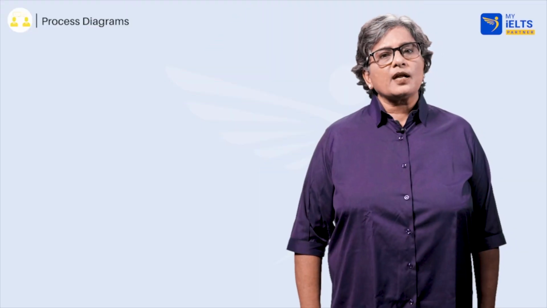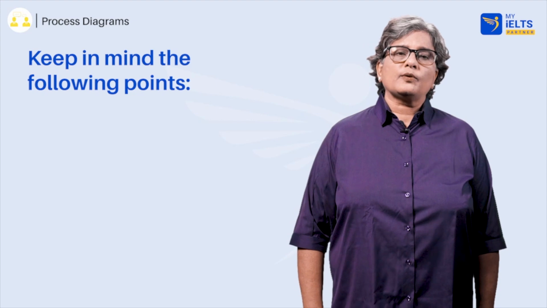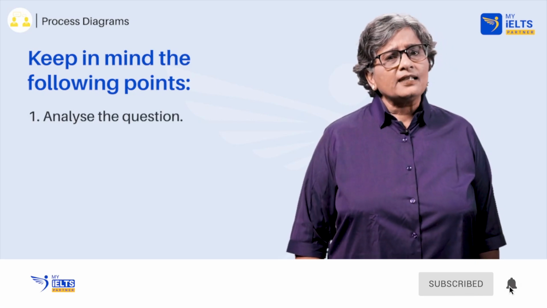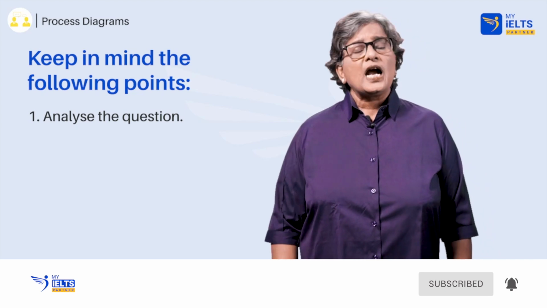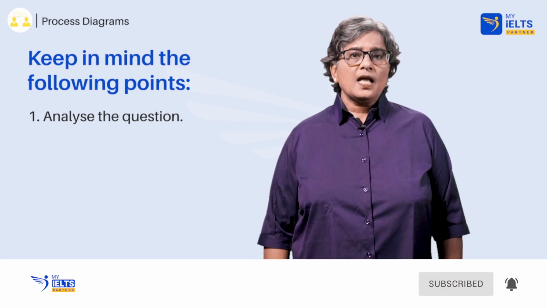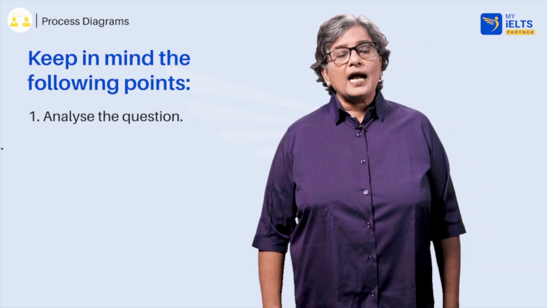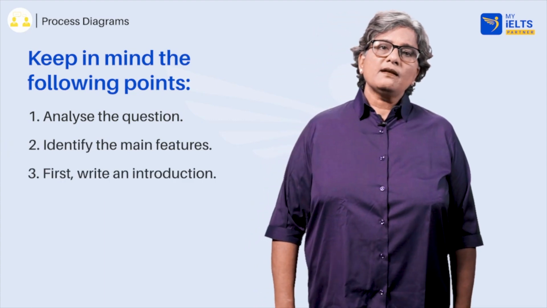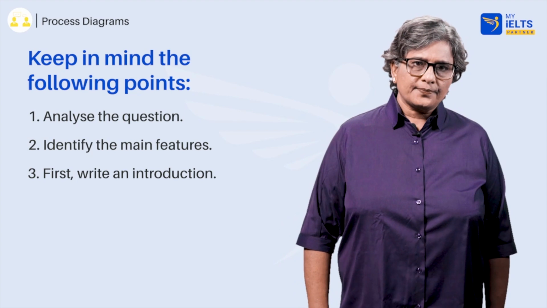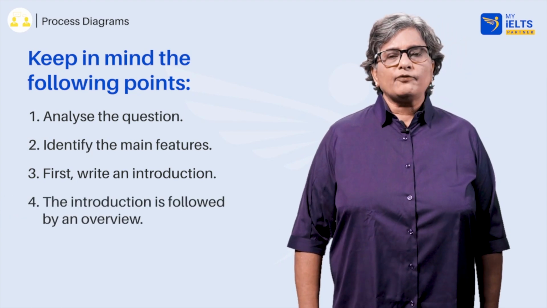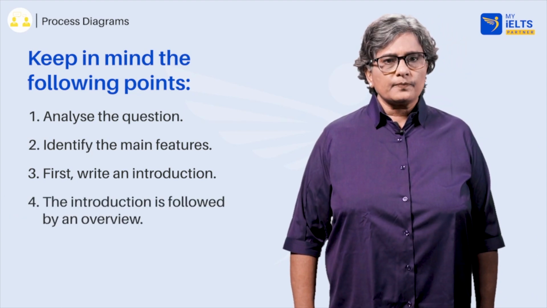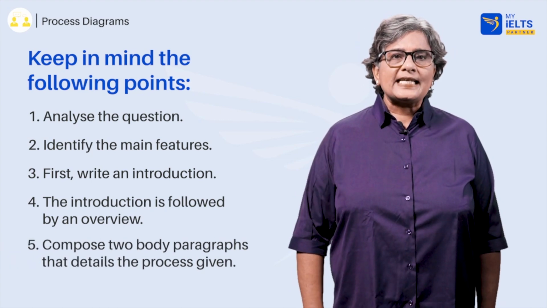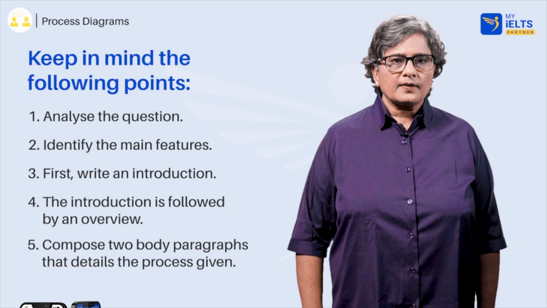For a Band 7 answer, keep in mind the following points. First and foremost, analyze the question. Understand it. Then move on to identifying the main features. Then write down an introduction. The introduction is followed by an overview. Compose 2 body paragraphs that detail the process given.